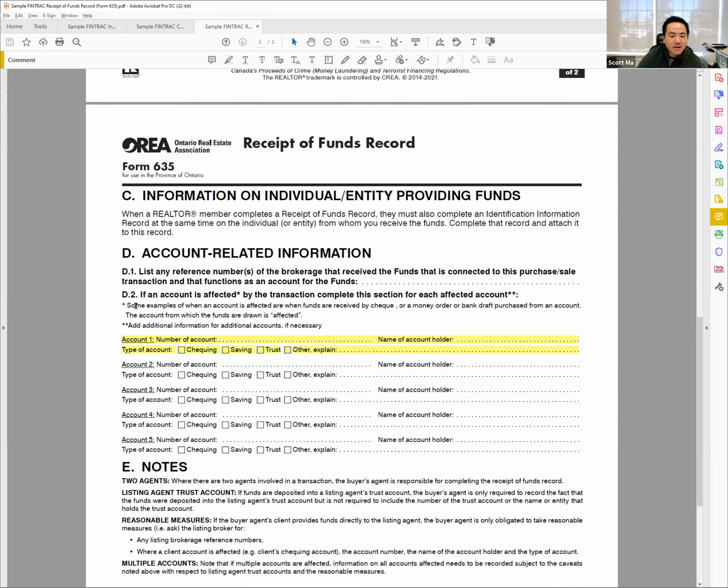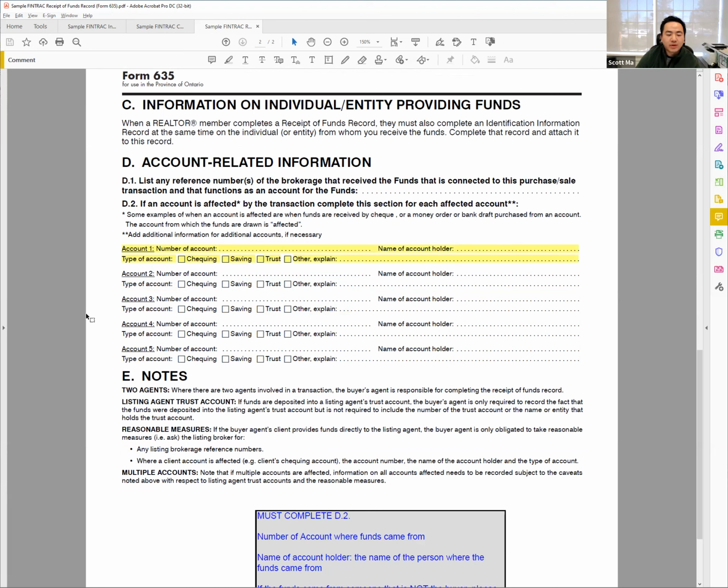And then part D, after you've put in the information of the funds, here's where you have to put the name of the account holder, and also the account number and the type of account. So checking, savings, or trust.